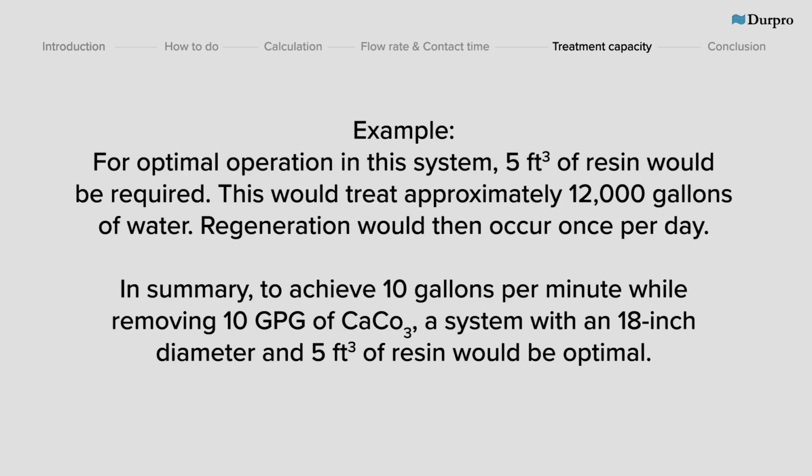For optimal operation in this system, 5 cubic feet of resin would be required. This would treat approximately 12,000 gallons of water. Regeneration would then occur once per day. In summary, to achieve 10 gallons per minute while removing 10 grains per gallon of calcium carbonate, a system with an 18-inch diameter and 5 cubic feet of resin would be optimal.